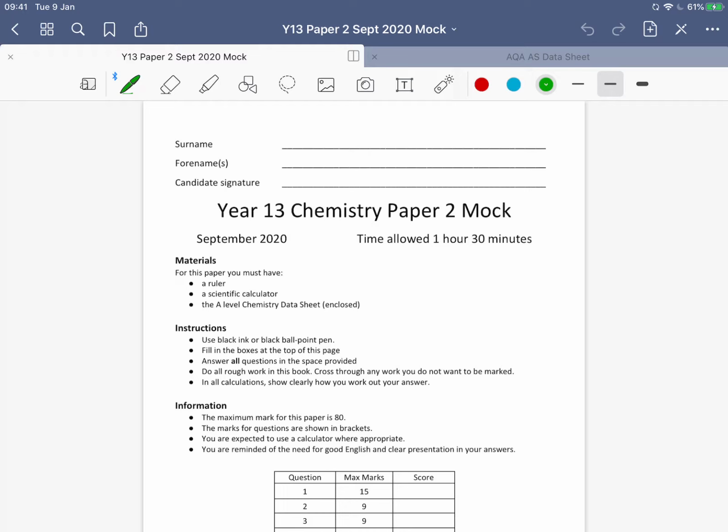Okay, so we're going to go through paper 2 for the September mock, for the year 13 September mock. Each video is going to be one question at a time. And what I'm going to try and do when I go through these questions is not just talk about the answers, but to remind us about some of the things that we've learned about what surrounds those questions and those answers. Okay, so this is going to be question 1, so we'll just move on to question 1.